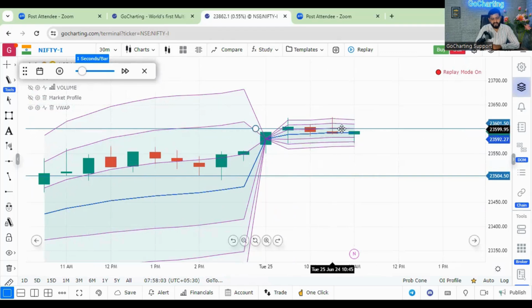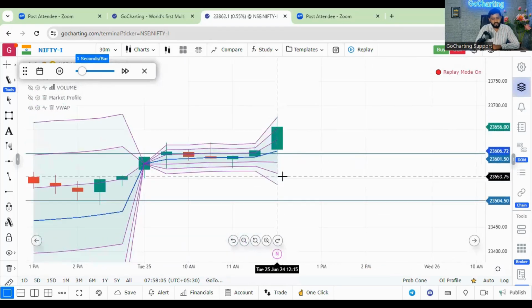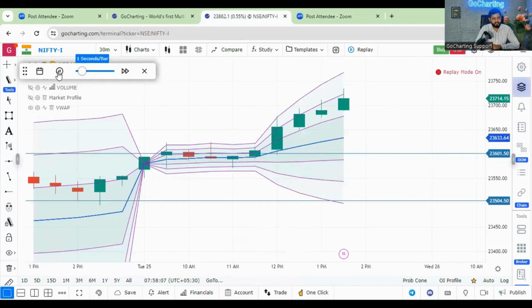The VWAP is flat as of now. Now you see the value has actually started migrating upside, right? So this was a big candle, and you see the slope of the VWAP is also to the upside. So this is how you can actually see whether the value is migrating or not. Okay. Now let's go back to our slide and understand in a little more detailed way.